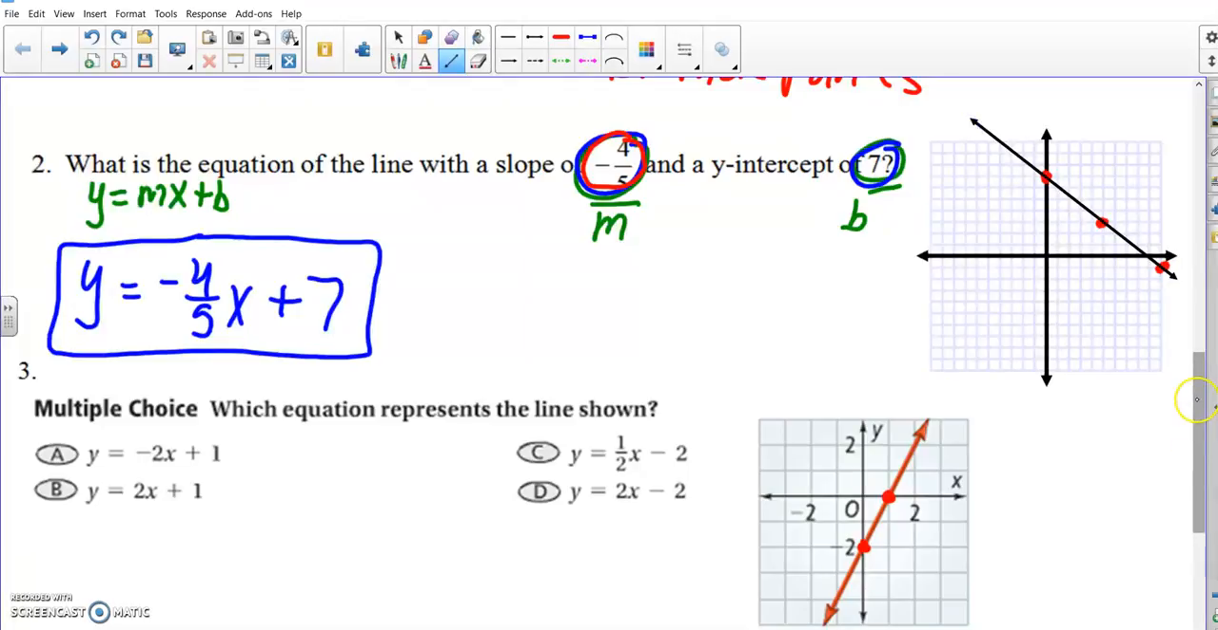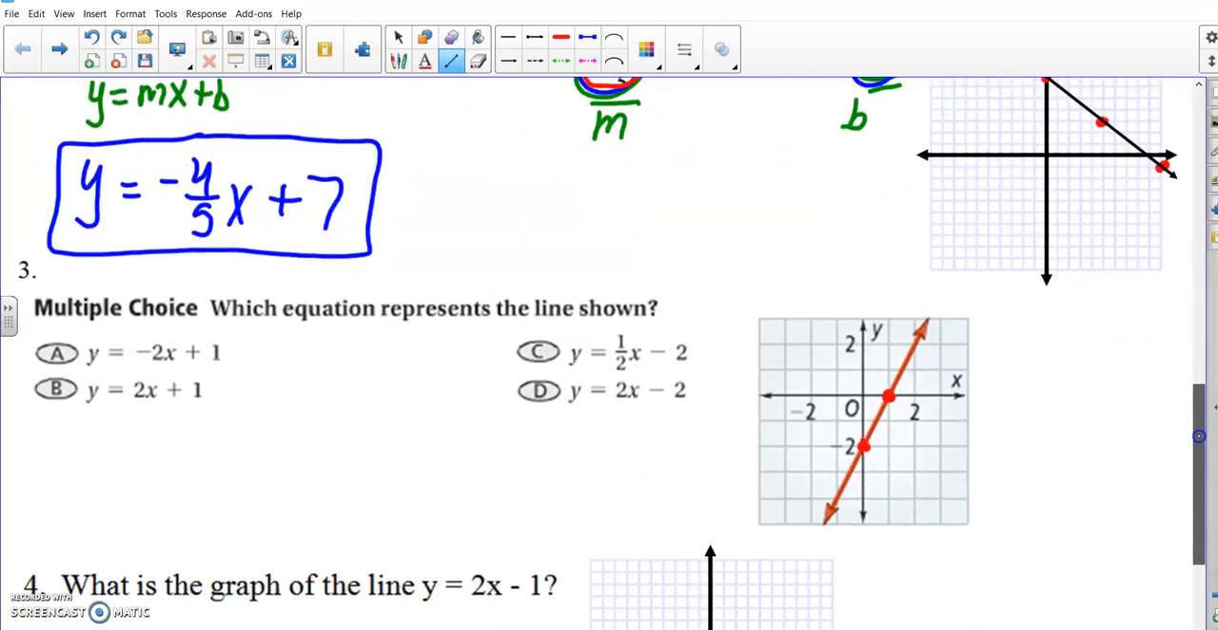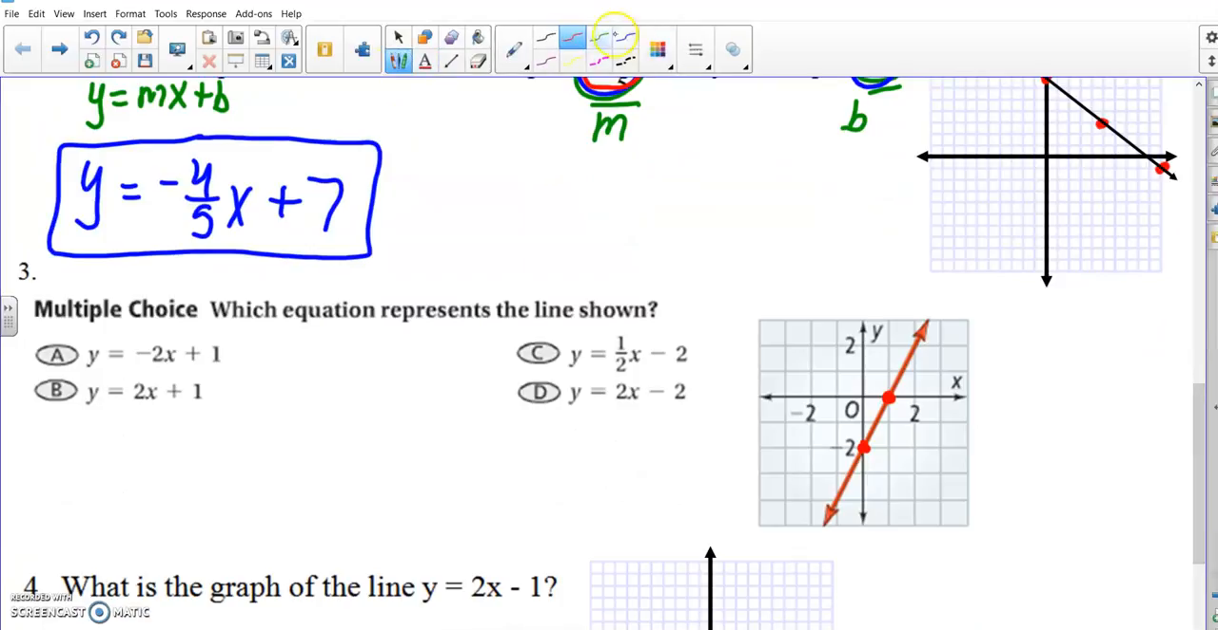All right, so the next problem is a multiple choice question. We're given a graph, and we want to determine which equation represents that graph. So the very first thing that you should look at is the y-intercept. So if we look at this line here, we can see that the line crosses the y-axis at this point here, and that's the point 0, -2. But what we would call that y-intercept is -2.